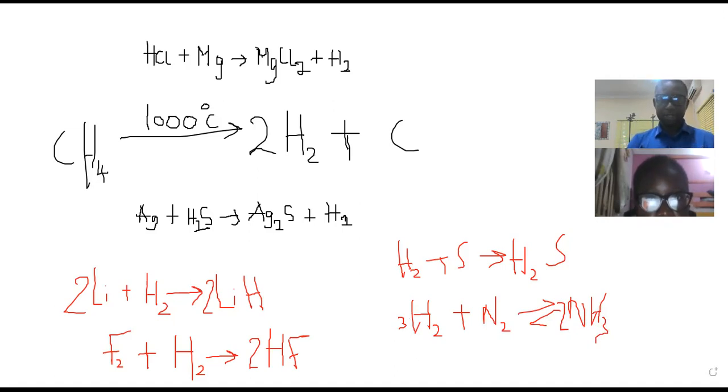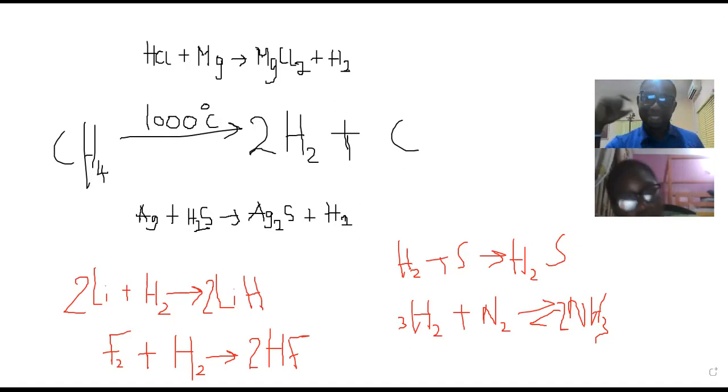All right. Now, another thing is the test for hydrogen. Now, the test for hydrogen, please write this down. Write this down, very important. Test for hydrogen: hydrogen burns in air with a pop sound and the formation of steam.